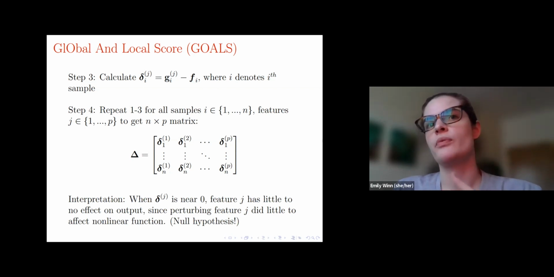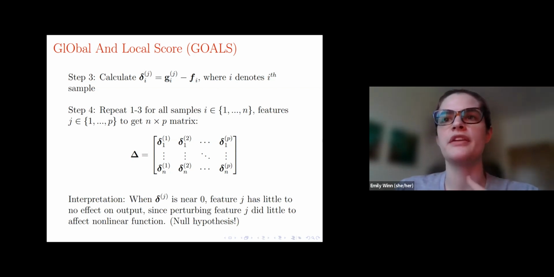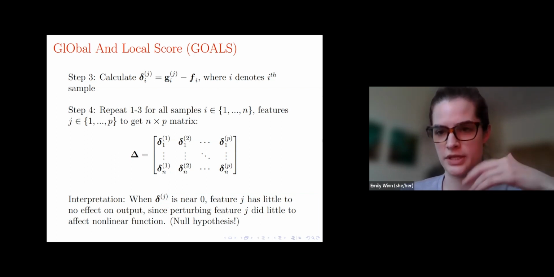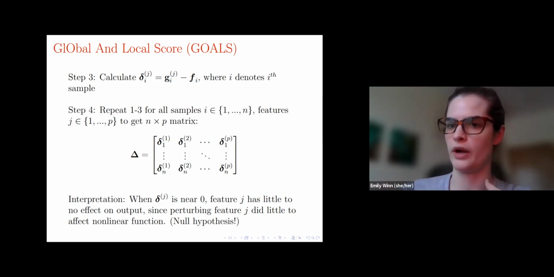And the interpretation is that when delta of j is near 0, then feature j had little to no effect on the output, because when we perturbed the feature, it did little to affect the nonlinear function. So this is our natural null hypothesis that we wanted.